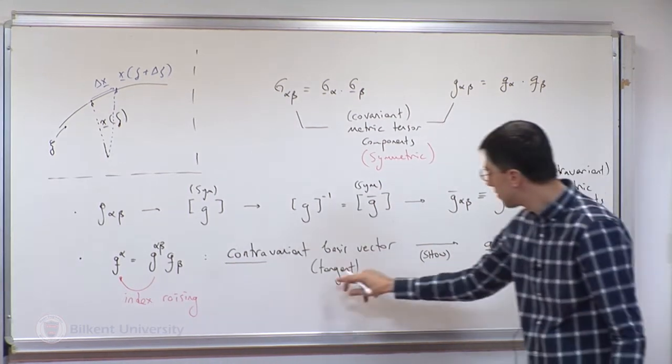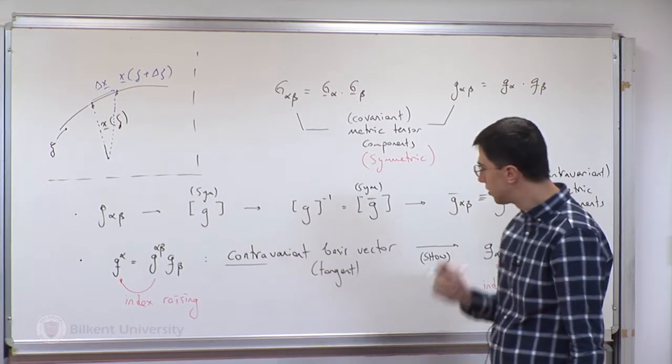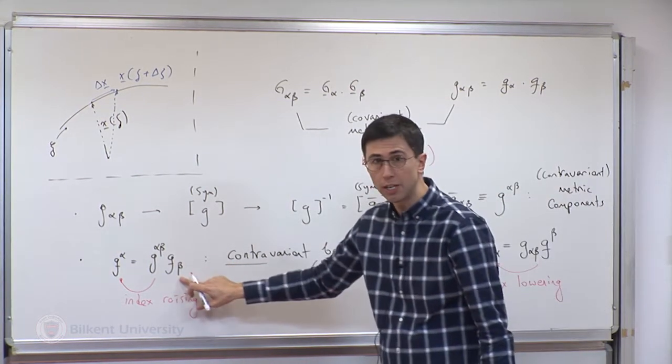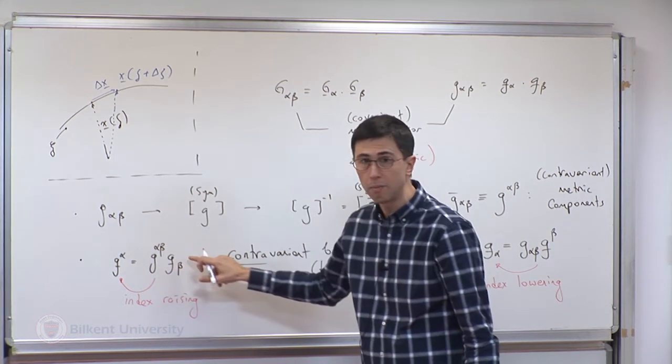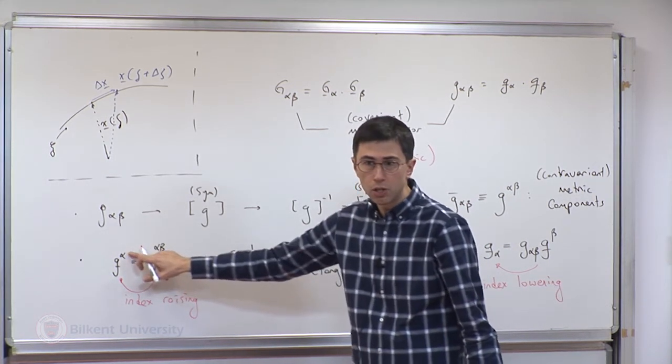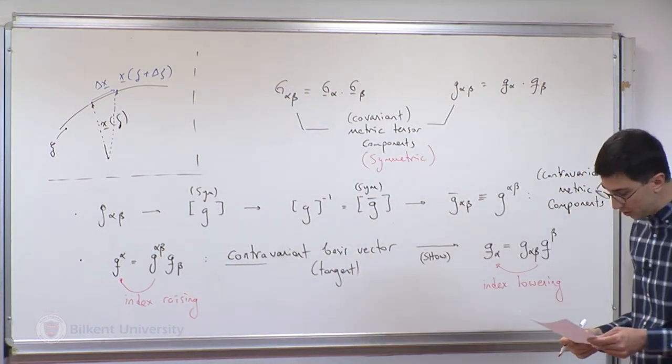And these vectors are, by the way, also tangent to the surface, because these are, by definition, tangent vectors. If I take any linear combination of them, the combination is also tangent to the surface. So these contravariant basis vectors are also tangent to the surface.